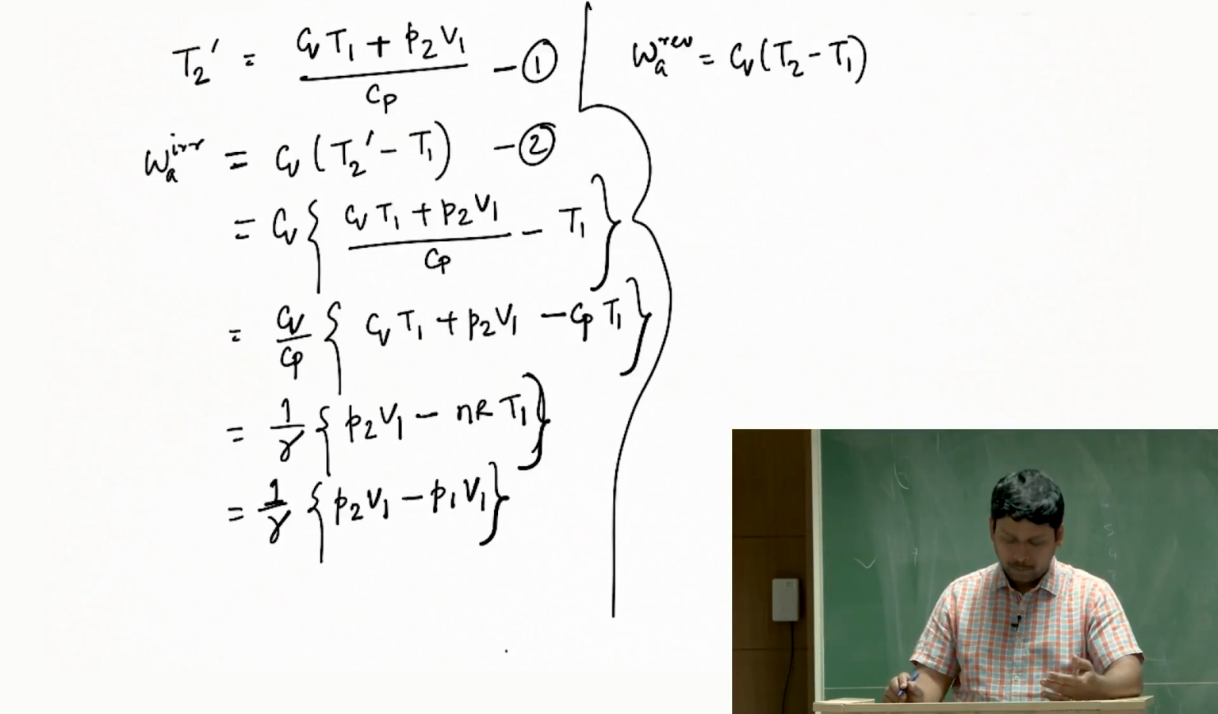and then converted everything in terms of known quantities. For example, P1V1 is known because that is the initial state, and P2 is also known. And gamma is also known. So, we have converted that way. Now, let us see what we get from this.